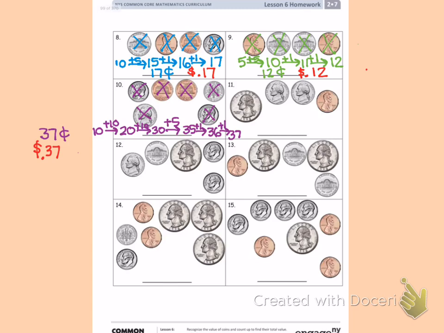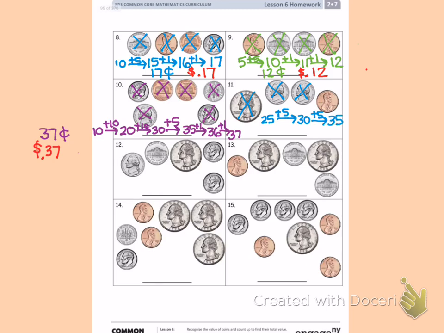Item 11. Item 11, I can see that there is a quarter, and so I'll write 25 cents for the quarter, cross it out. And then I see a nickel. That's 5 cents, so I'll add 5, cross it out. 25 and 5 more is 30. I see another nickel, so I'll add 5 more to that, cross it out. 30 and 5 is 35.